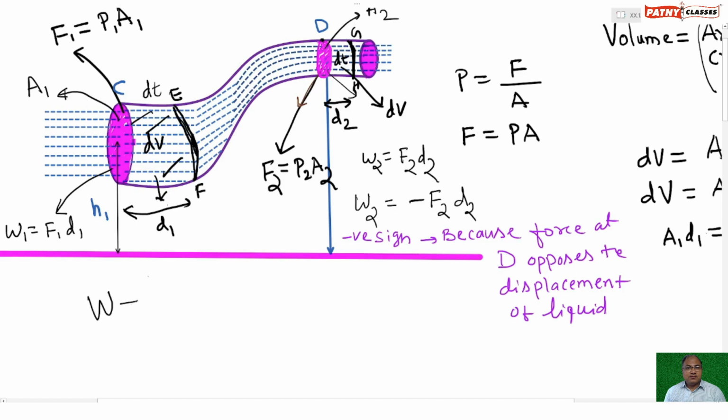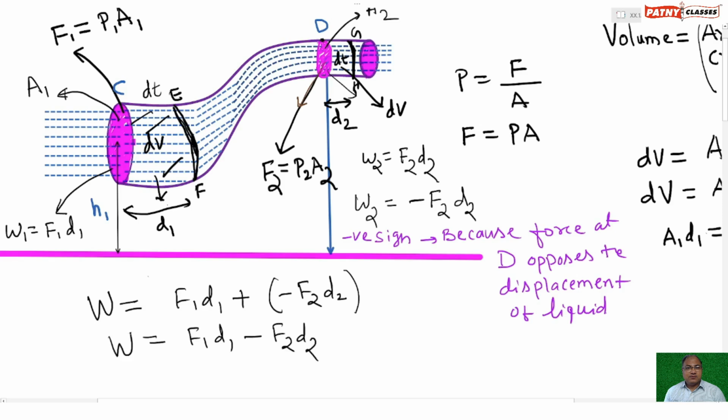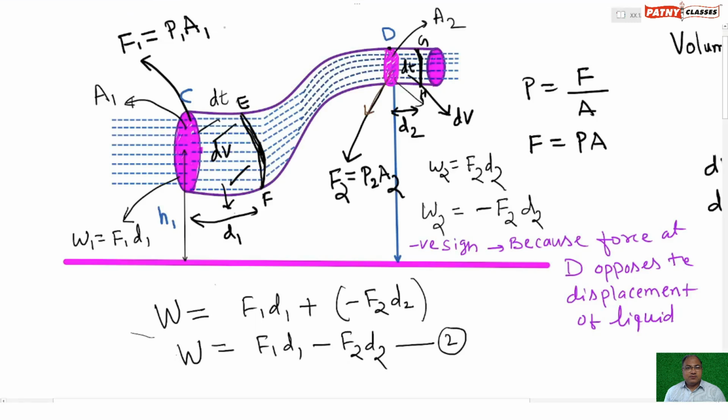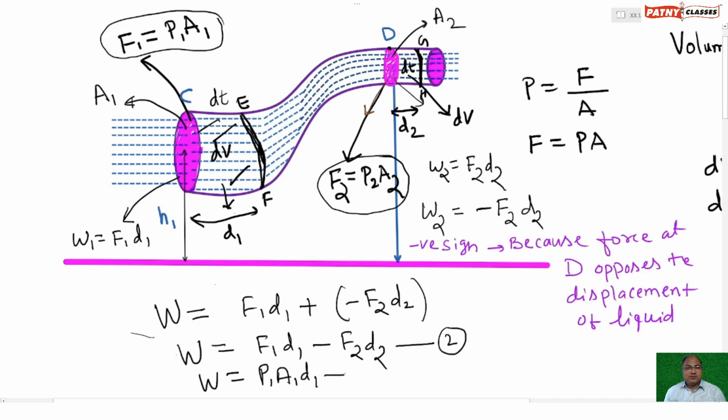Now, net work done W equals F1 d1 plus minus F2 d2, that is equal to F1 d1 minus F2 d2. Call it equation number 2. Now, putting in the values of F1 equals P1 multiplied by A1 and F2 equals P2 multiplied by A2, W equals P1 multiplied by A1 multiplied by d1 minus P2 A2 multiplied by d2. Call it equation number 3.